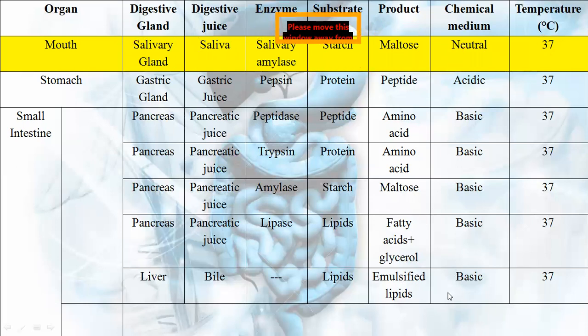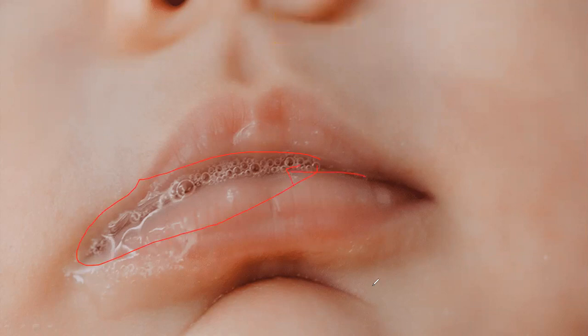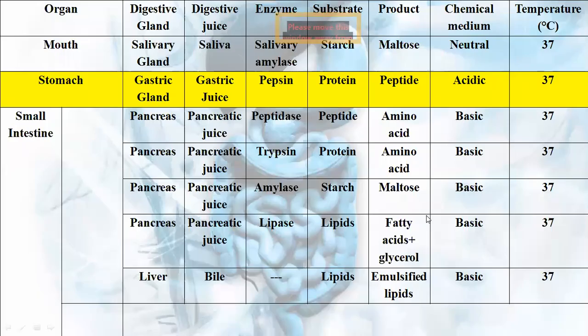Now we move to the stomach. This is the saliva inside the mouth. We talk about it. This is the saliva, saliva that's found inside the mouth. Okay? So the saliva contains the enzyme salivary amylase that works on starch to give maltose. Second enzyme, in the stomach.